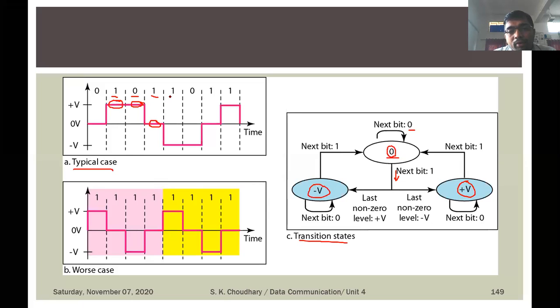Then again 1 is coming and you are at the current state 0. So what would the next level be? The opposite of the last non-zero level. So what is the last non-zero level? That is plus B. So in that condition you would come to minus B.